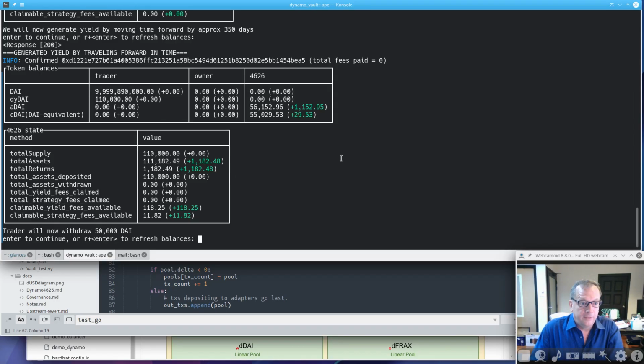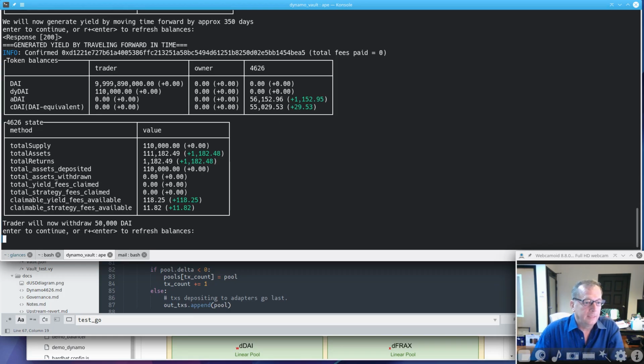Now the trader is going to remove 50,000 DAI, taking a withdrawal. And as you can see here, there's a little bit more aDAI than cDAI because Aave earned more money. So this transaction is going to result in a balanced 50-50 split between the two after it's done. So it's going to remove more money from Aave than it is from Compound in this case. So let's see that transaction happen.